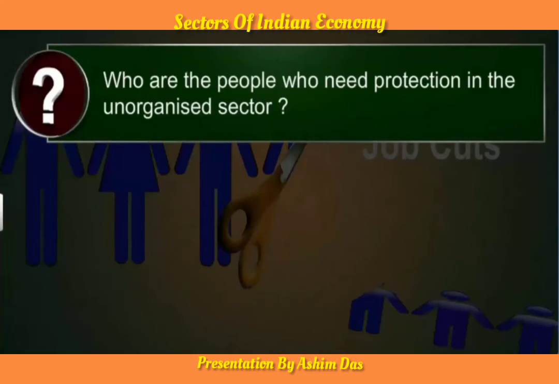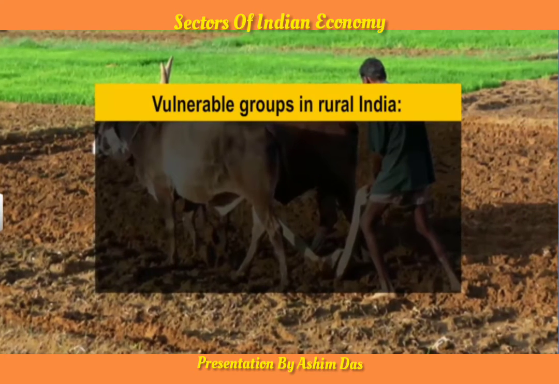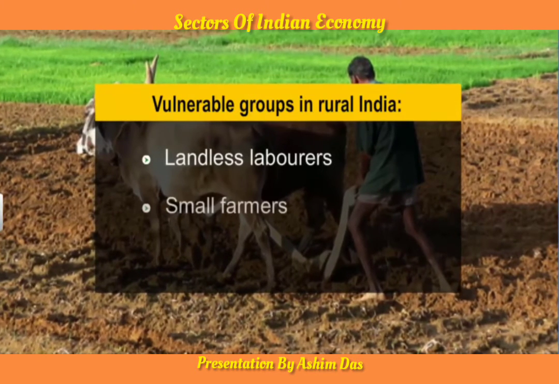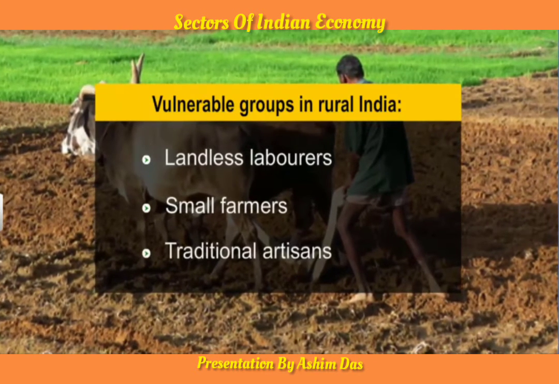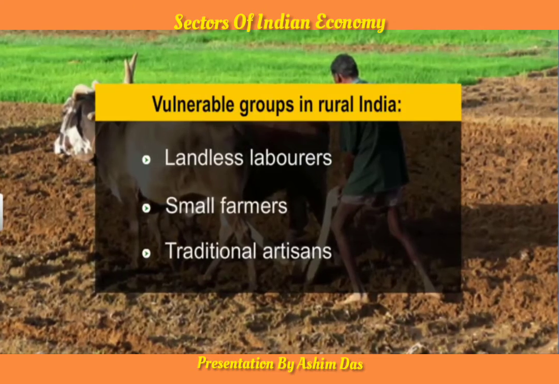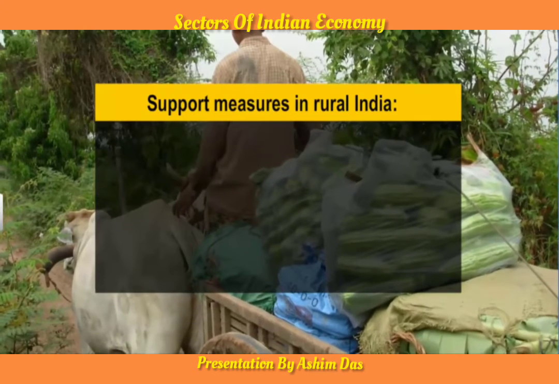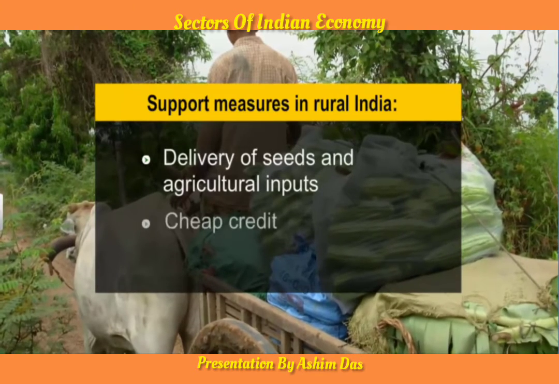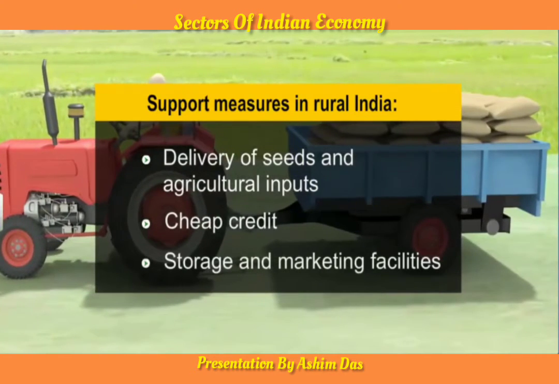Let us now look at the groups of people who need protection in the unorganized sector. The vulnerable groups that need protection in the unorganized sector in rural India are landless farm laborers, small and marginal farmers, and traditional artisans like weavers and potters. Workers in the rural unorganized sector can be supported by the timely delivery of seeds and other agricultural inputs, affordable loans, and expansion of storage and marketing facilities for crops.